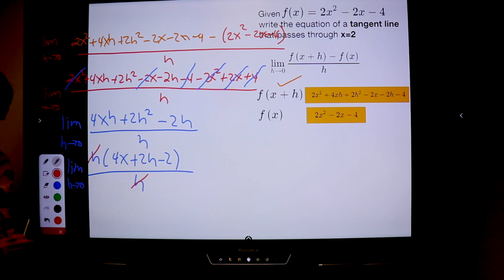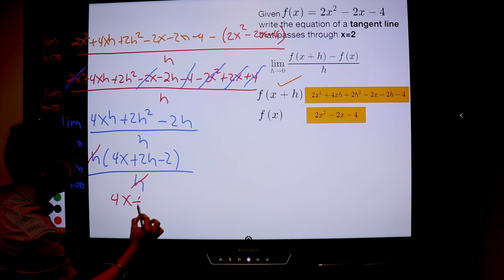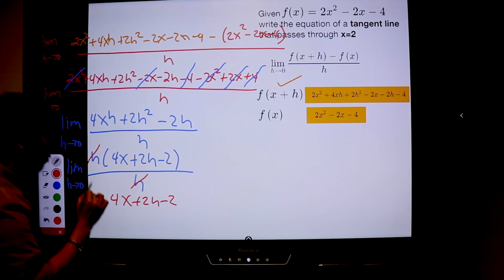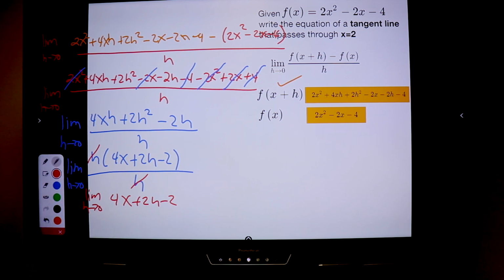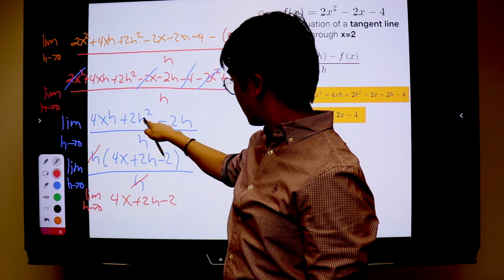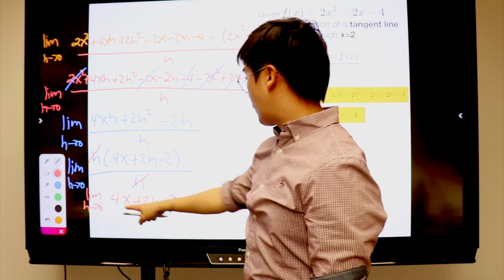Now we can cancel it. And what do we have left in our function? 4x plus 2h minus 2. We haven't solved the limit yet. Now we can substitute, right? Okay, yes. Why didn't we take out 2h? Why did we not take out 2h? Because we still have 1h right here. Oh. So we took out one of them. So now we have this.